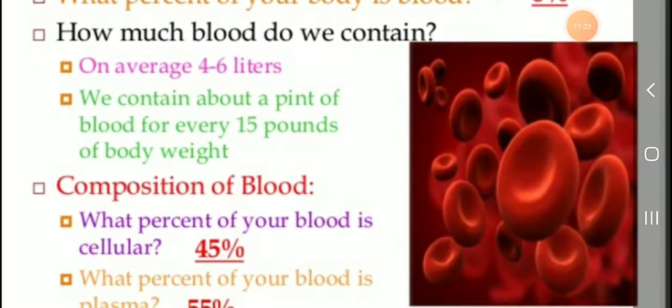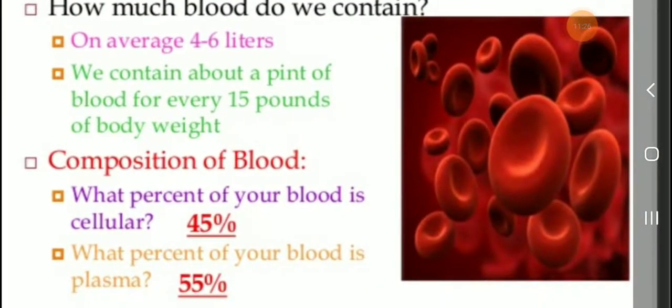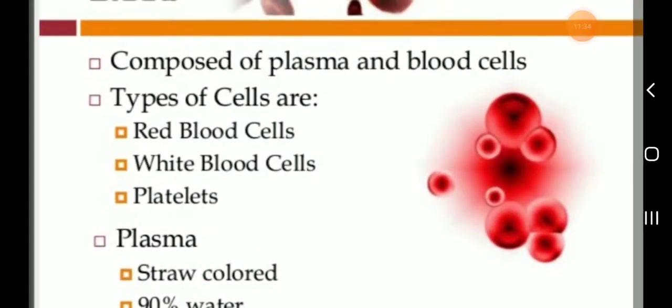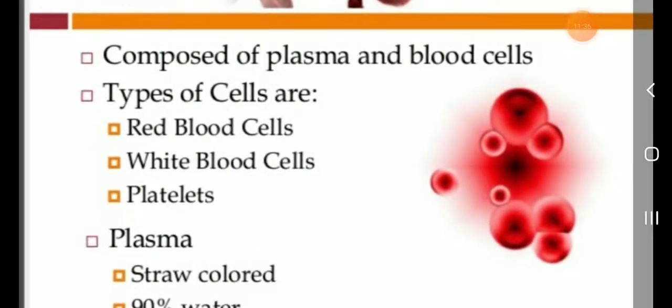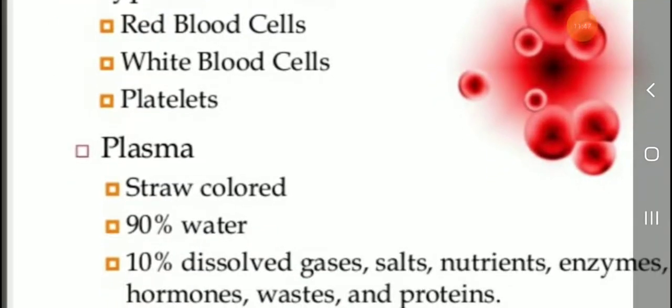Then, composition of blood. What percent of your blood is cellular? 45%. What percent of your blood is plasma? 55%. Composed of plasma and blood cells. Types of cells: red blood cells, white blood cells and platelets.